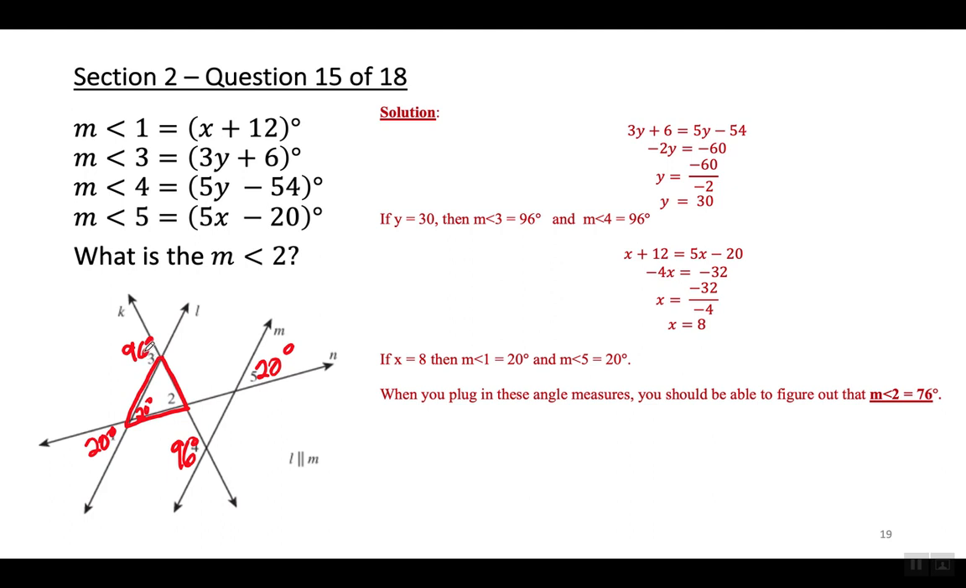Okay, now this angle is a linear pair with this angle. That means together they add up to 180. So to find this one right here, I just do 180 minus 96, and that's gonna give me 10.